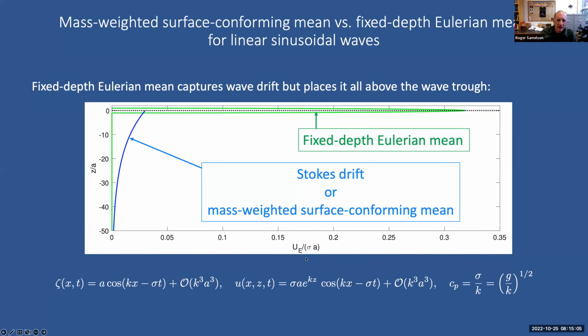If you look at the fixed depth Eulerian mean for linear sinusoidal waves, it actually does capture all the wave drift. You just place it all above the wave trough. So here's a couple of means in the green and the blue. The green is the Eulerian versus depth. And the wave trough is just a little bit below zero here in this normalized coordinate system. And you can see the big jet effectively of Eulerian momentum that the fixed depth mean captures, but it places it all above the trough. And if you use the mass-weighted mean, or you compute the Stokes drift with the standard Lagrangian approach, you get the blue curve instead. Those two end up agreeing.